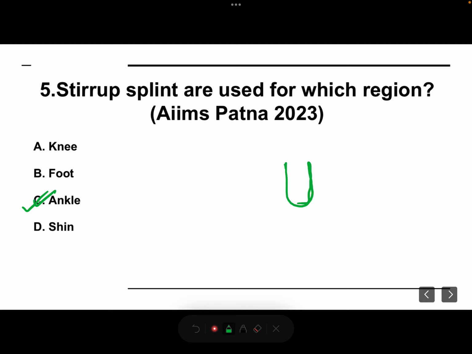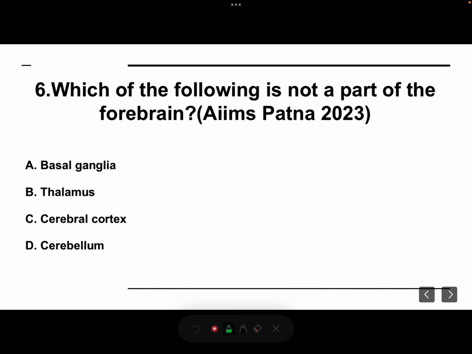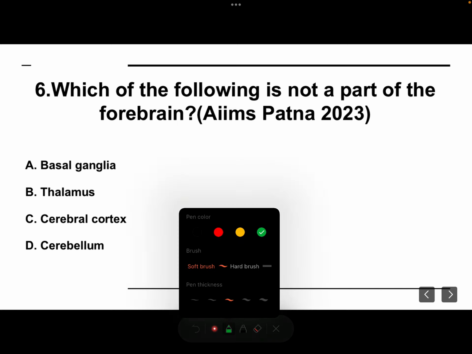Next, we come to question number 6. Which of the following is not a part of the forebrain? Option A, basal ganglia. Option B, thalamus. Option C, cerebral cortex. Option D, cerebellum.